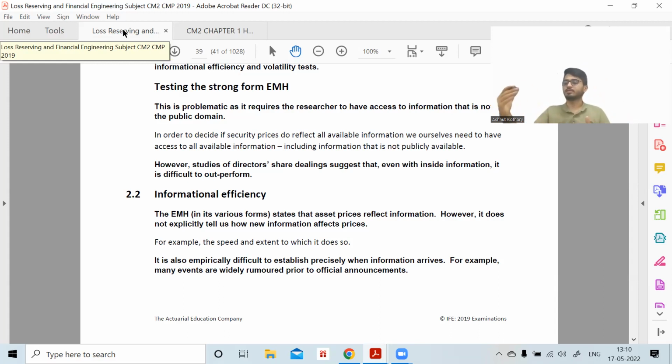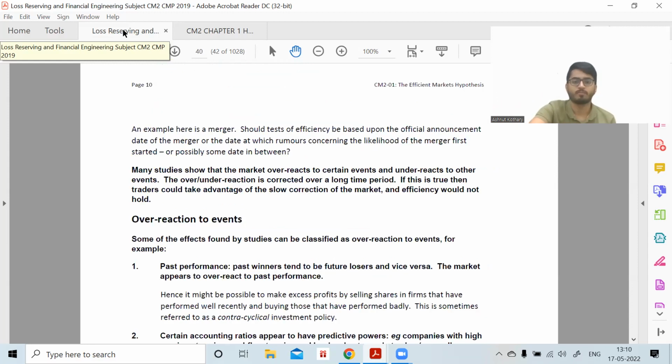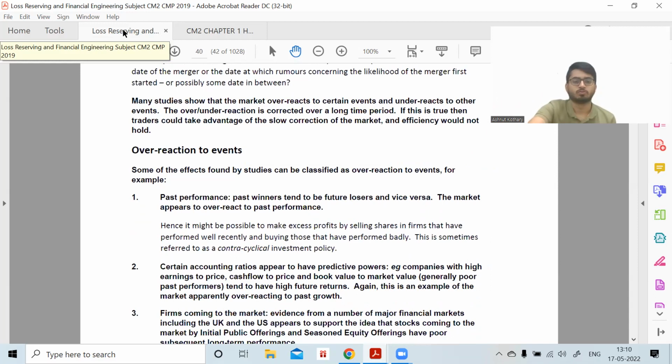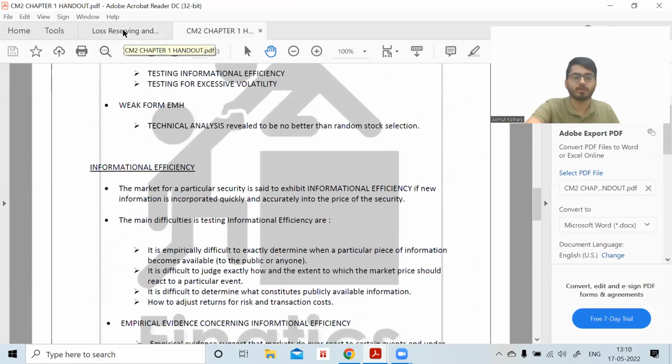Overreaction could be, let's say, increasing or decreasing at a higher or a lower rate, right? Underreaction could be like it is increasing at a very slow rate. For example, in this case, instead of increasing 20% within a couple of minutes or hours, it took 2 to 3 weeks for the prices to keep increasing. So next, what we have is overreaction to events and underreaction. Here I'll take a look at my PDF.